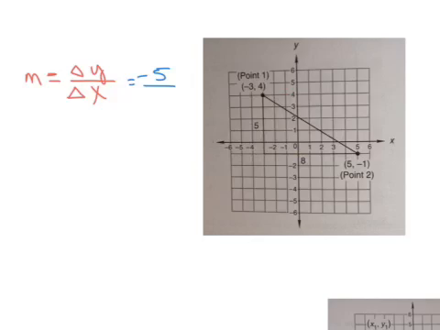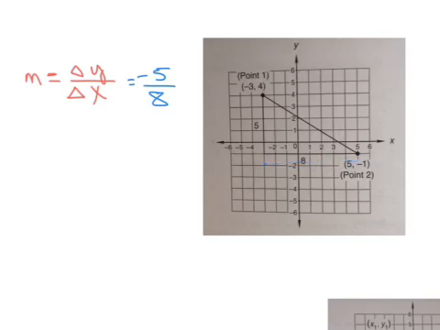Over my change in x, how far did I have to go from here over to here? I had to go 1, 2, 3, 4, 5, 6, 7, 8. So I had to go 8. So my change in y over my change in x is negative 5 over 8. When you do a slope, you will always get that fraction. Sometimes you'll get a number like 2, but you make it a fraction by writing 2 over 1. So there is our way of finding slope.